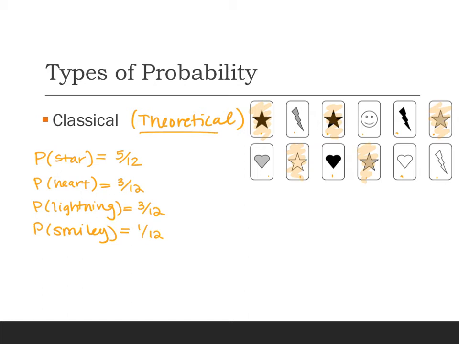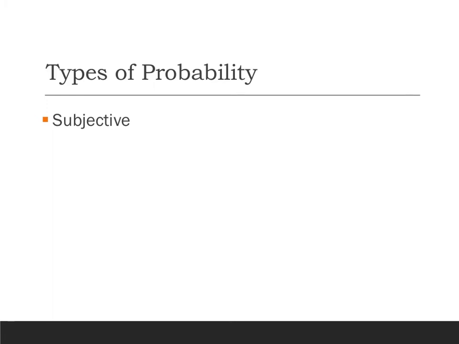Then I can come up with my theoretical probabilities. And then last but not least is our subjective probabilities. This one's kind of the hardest one to really define because it's almost like the definition is that it can't be done either of the other two ways. So we either can't run an experiment or run a bunch of trials and figure out what it should be, or the outcomes are not equally likely.